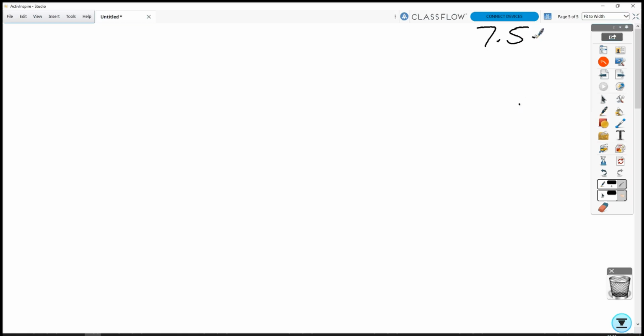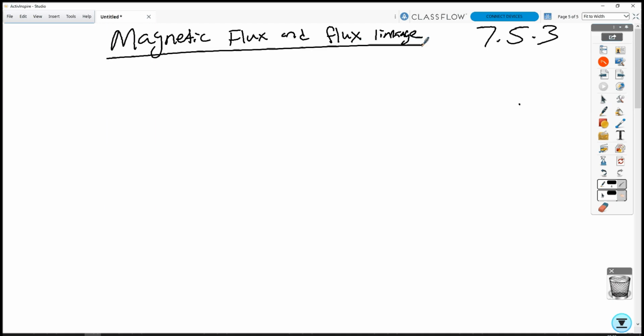This is 7.5.3, magnetic flux and flux linkage. So we'll do a quick recap on what we mean by flux.